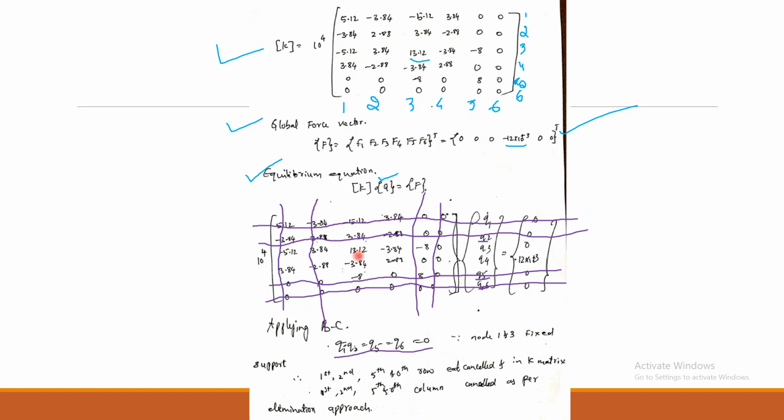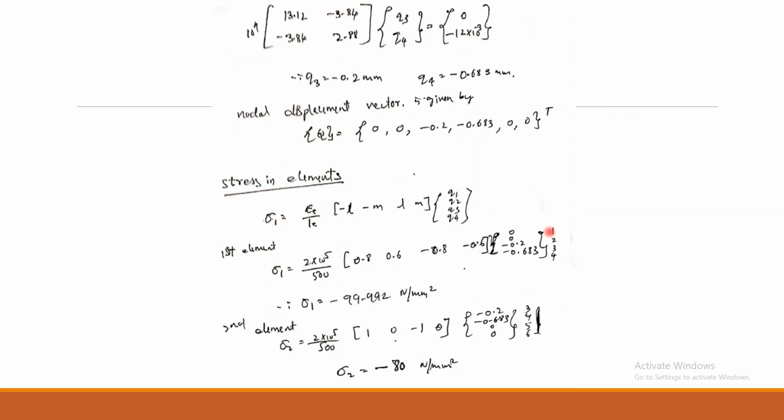the remaining terms will be 13.12, minus 3.84, minus 3.84, and 2.88, into 10 raised to 4, times q3, q4, equal to 0, minus 12 into 10 raised to 3. Like that the equation will come, which is given here. If I solve this matrix, I get q3 equal to minus 0.2 mm and q4 equal to minus 0.683 mm. So the global displacement vector will be in this format.